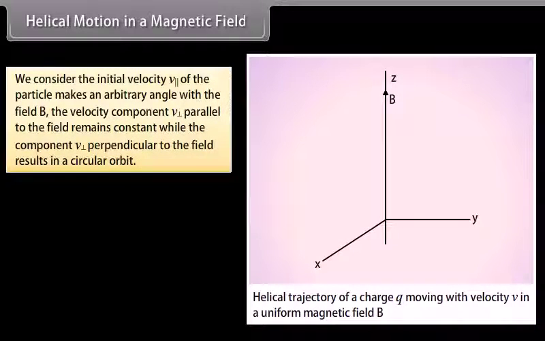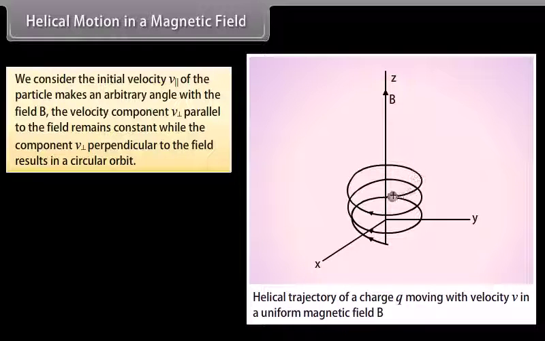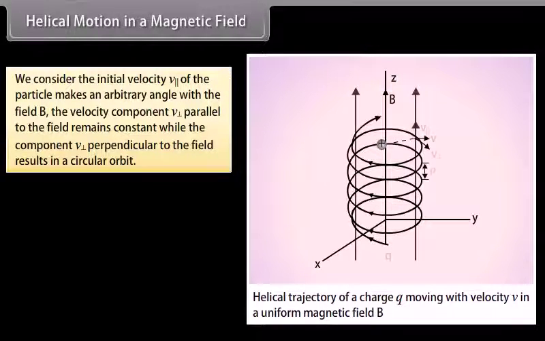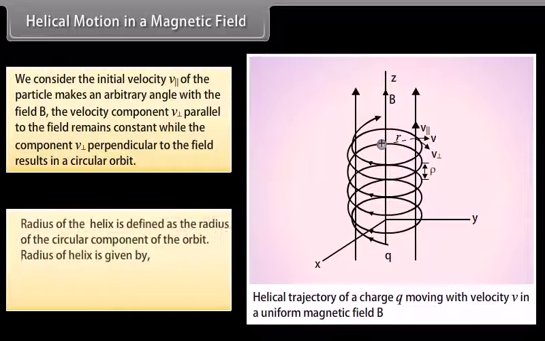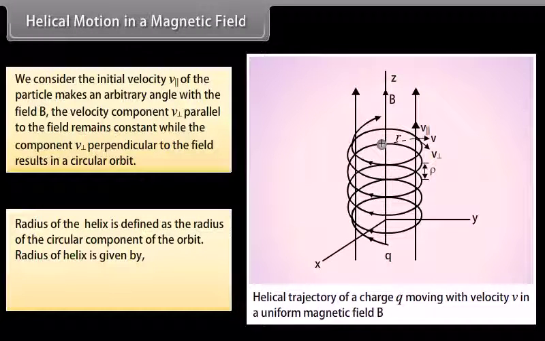Helical motion in a magnetic field. We consider the initial velocity v of the particle that makes an arbitrary angle with the field B. The velocity component parallel to the field remains constant, while the component perpendicular to the field results in a circular orbit. Radius of the helix is defined as the radius of the circular component of the orbit. Radius of helix is given by the perpendicular component of velocity divided by frequency, which is equal to m times the perpendicular component of velocity divided by qB.